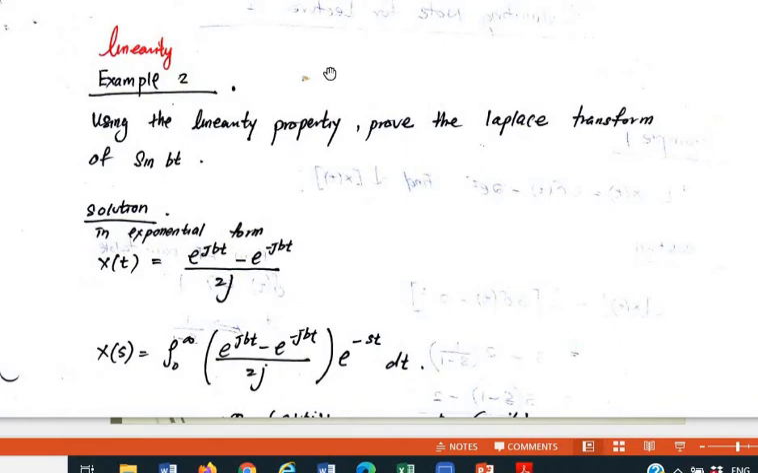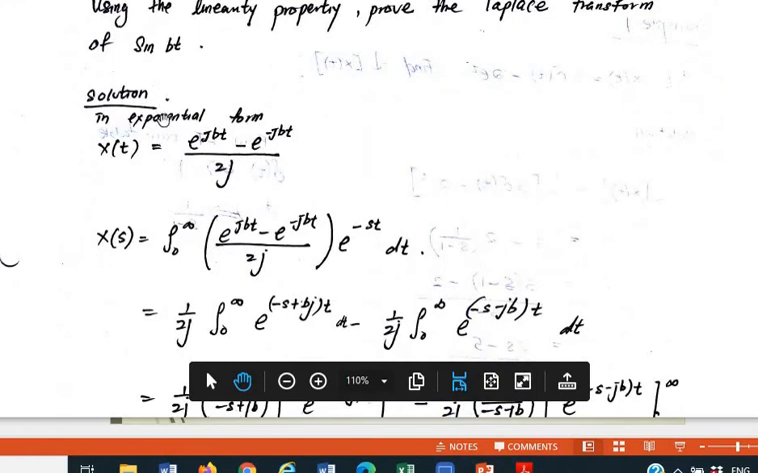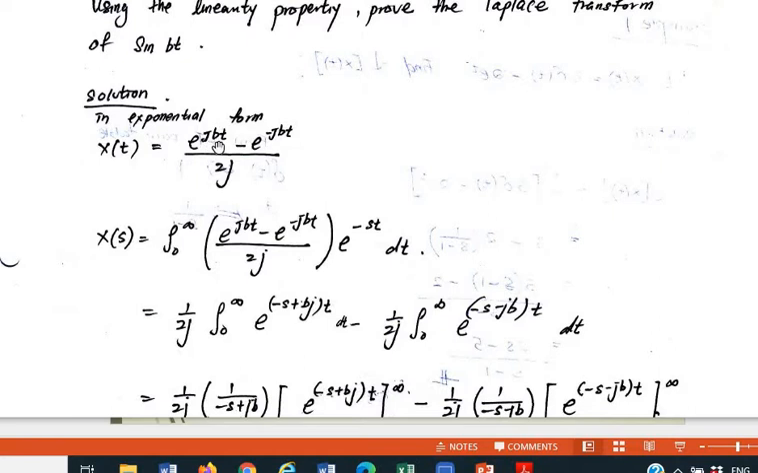Okay, let's look at another example. Using the linearity property, prove the Laplace transform of sin(bt). Sine can actually be changed to exponential form. You still remember the Euler formula. So in exponential form, sin(bt) equals e^(jbt) minus e^(-jbt) divided by 2j. So this is for the sine.